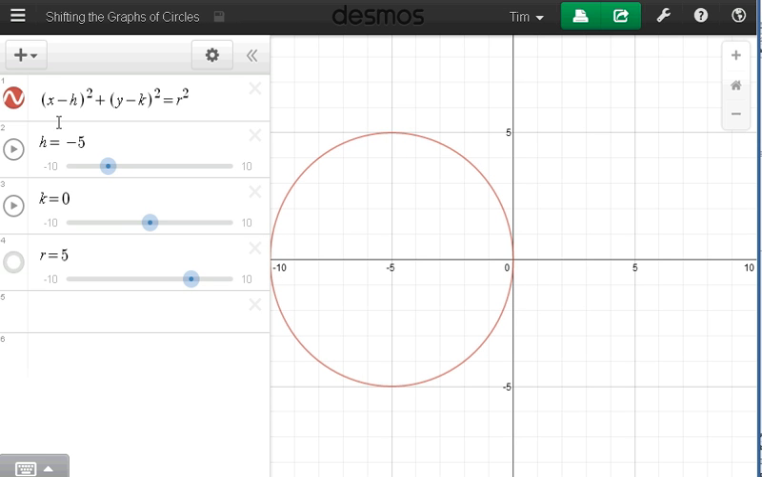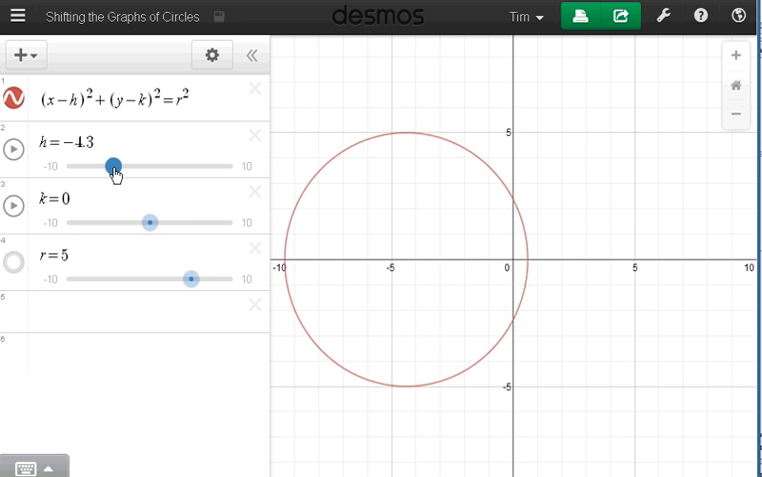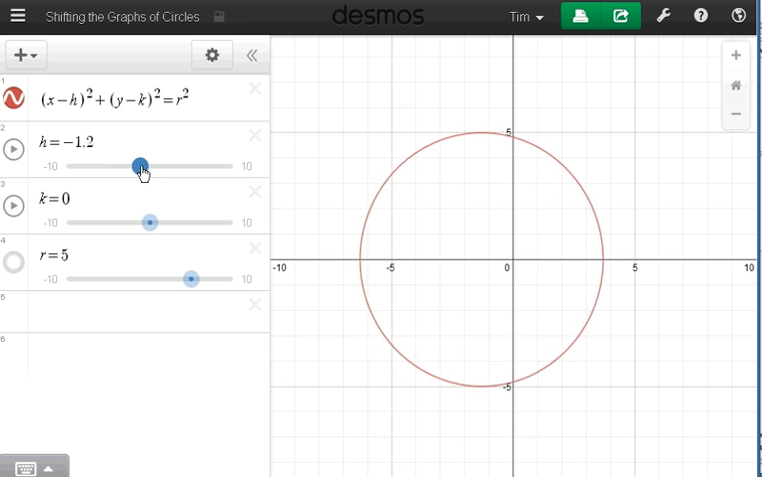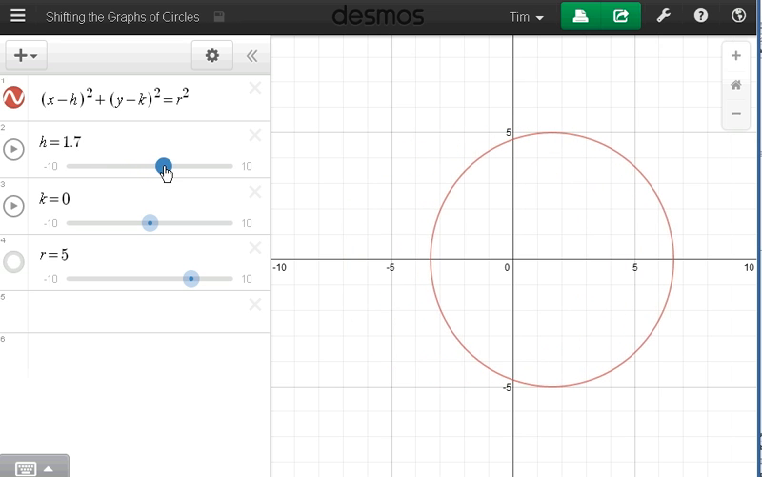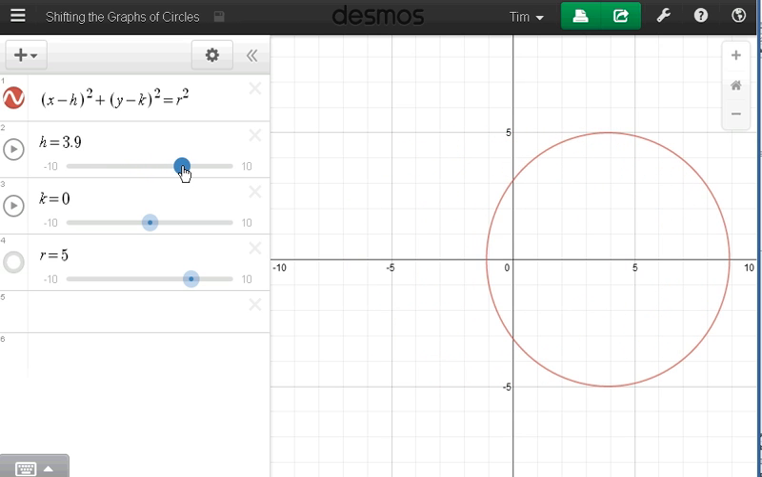Now note, if you wrote this equation, you would write x minus negative 5. But you wouldn't really write that, would you? You would write x plus 5. So if you have x plus some number, that means the graph has shifted to the left. If you have x minus some number, that means the graph should shift to the right.